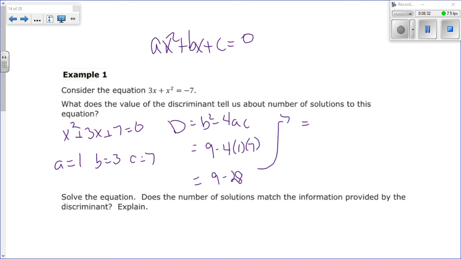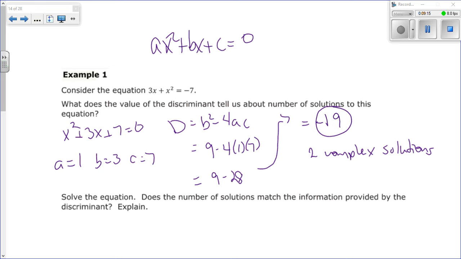Which means my answer is negative 19. So if my answer is negative 19, I have how many solutions? Well, in this case, I have complex solutions because it's negative. So I have two complex solutions. Complex solutions always come as a pair, and they always come as a conjugate pair.